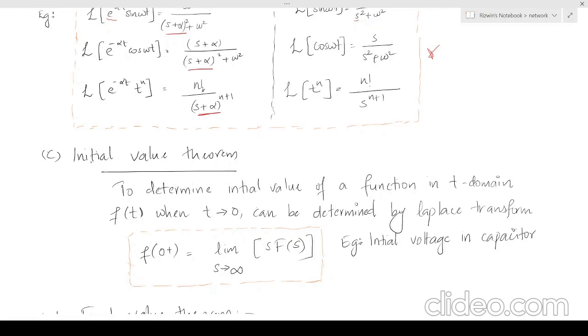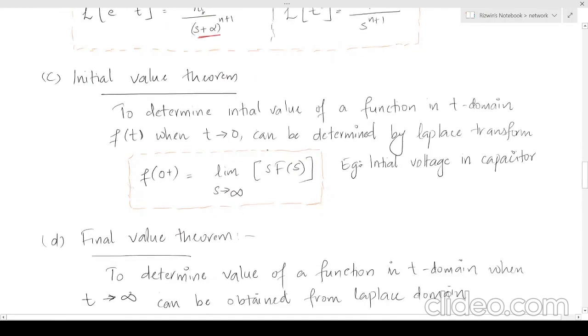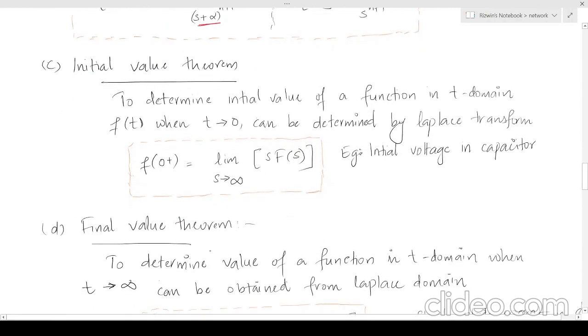Or suppose there is an RL circuit and you are connecting a voltage source to it, you want to find what is its starting current when the circuit is just connected and what will be its final current. So for finding the starting current, we will use the initial value theorem, and for finding the final current we go for the final value theorem.